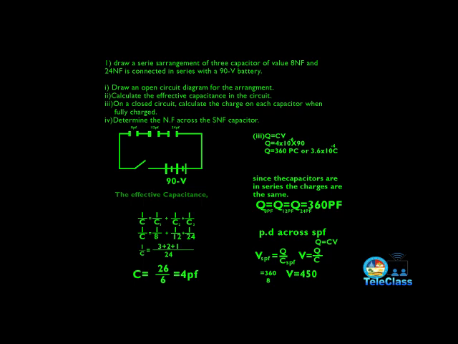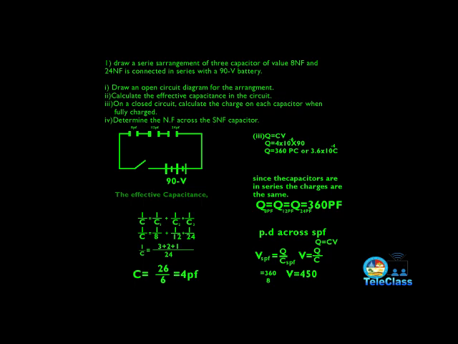Times V, the V from the question is 90. So if you multiply through, you get Q equal to 360 microcoulomb, or 3.6 times 10 raised to the power minus 4 coulomb. Then you go on to say that since the capacitors are in series, the charges are the same, which means the charge on 8 microfarad is equal to the charge on 12 microfarad, and is also equal to the charge on 24 microfarad, which is equal to 360 microcoulomb.